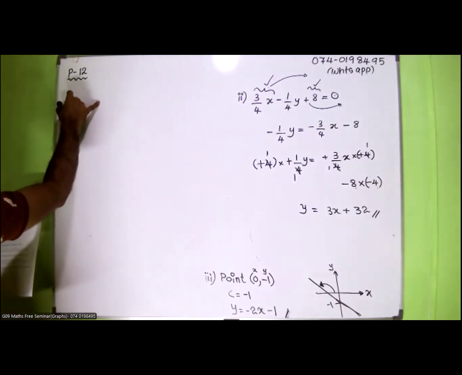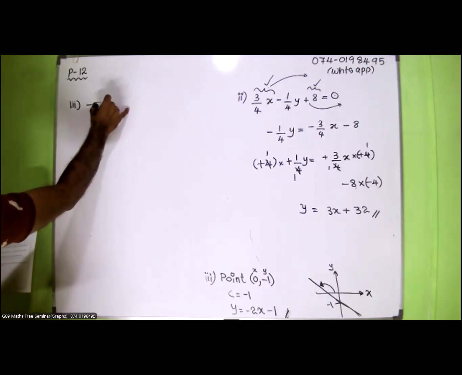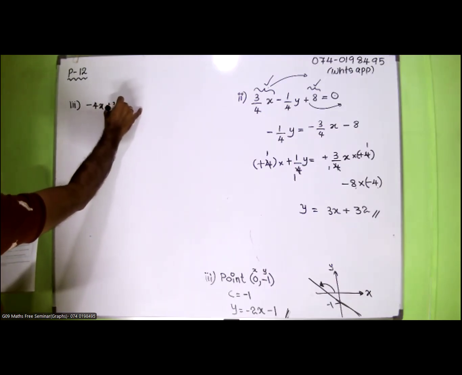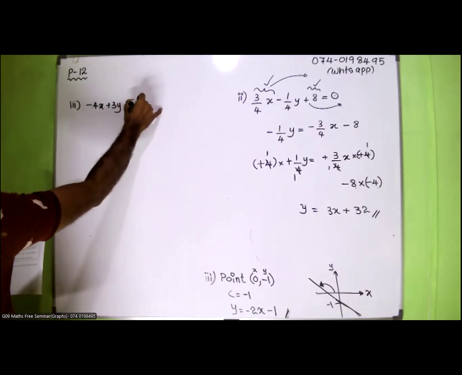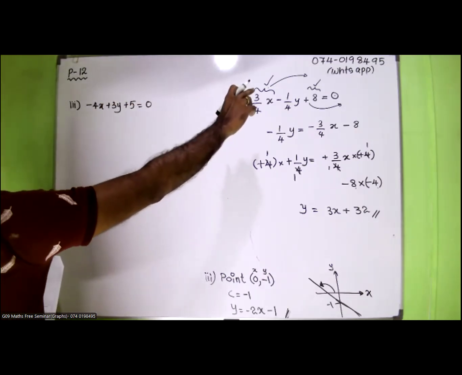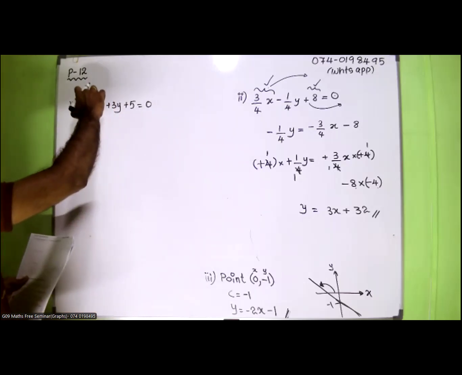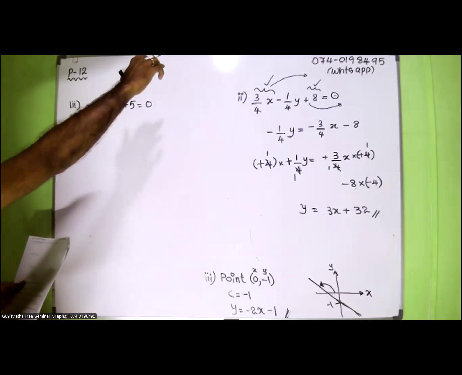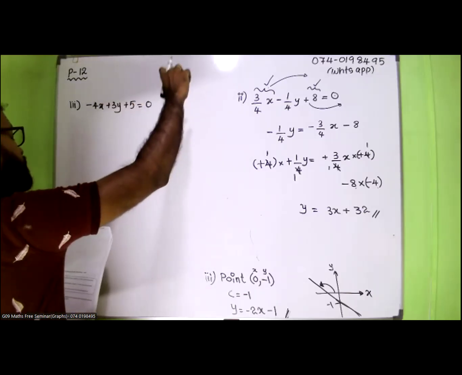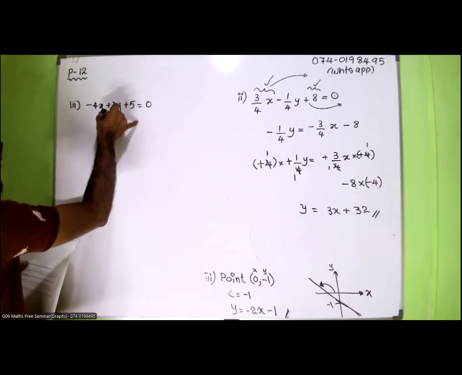Okay, son. So, third one. 4x plus 3y plus 5 equals 0, so that I need to make sure that I have the y equals mx plus c form. Right? So this is already in ax plus by plus c equals 0 form. I need to convert this into y equals mx plus c form.